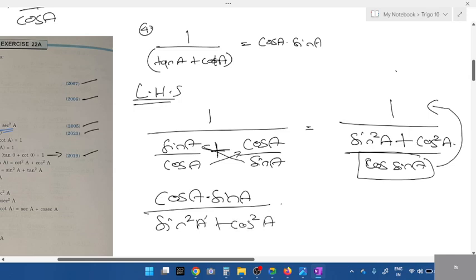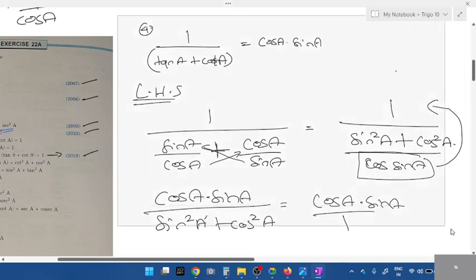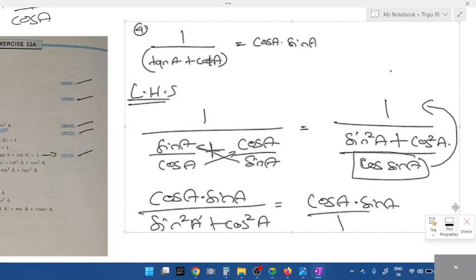Okay. Whenever square is given, use square relation. What is sine square A plus cos square A? 1. And numerator, did we get the answer? Cos A into sine A. Did we get left hand side is equal to right hand side? This is completed.